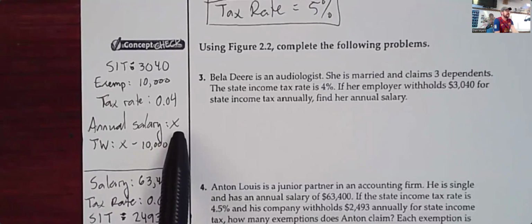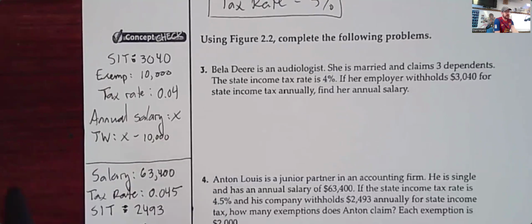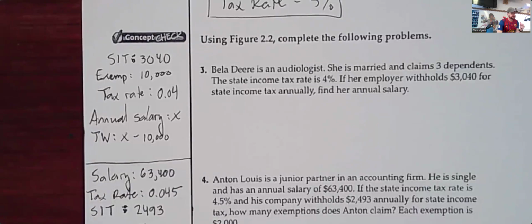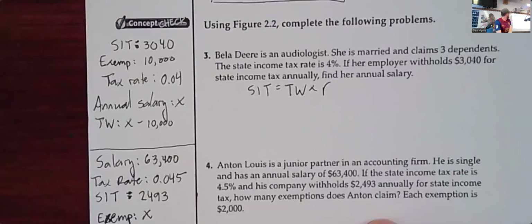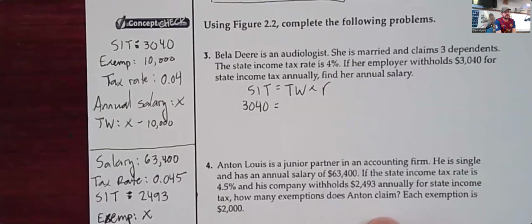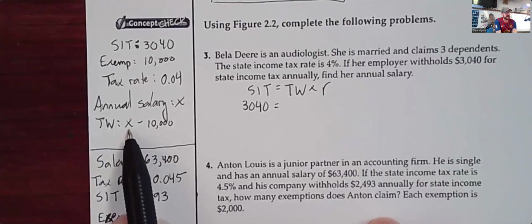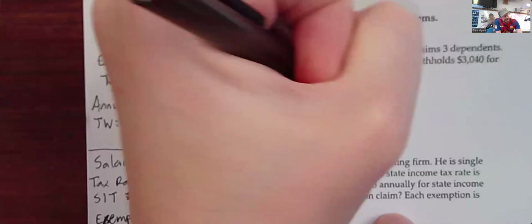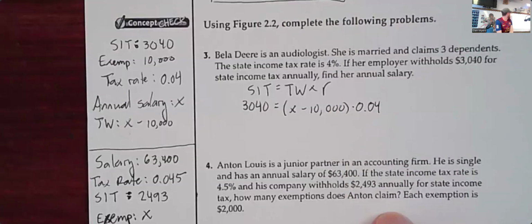But the formula uses taxable wages, and taxable wages are annual salary minus the exemptions. So the salary minus the exemptions, taxable wages would be X minus 10,000. So here we go. State income tax is equal to taxable wages times the tax rate. We know the state income tax was $3,040. We don't know the exact value for taxable wages, but we know that it's the annual salary, whatever that is, X minus the exemptions, which is 10 grand. I'm going to put that in parentheses, X minus 10,000, because we have to multiply that by the tax rate of 4%. That's our equation.